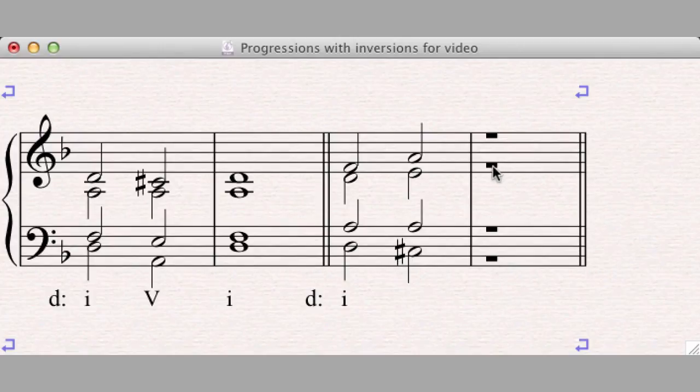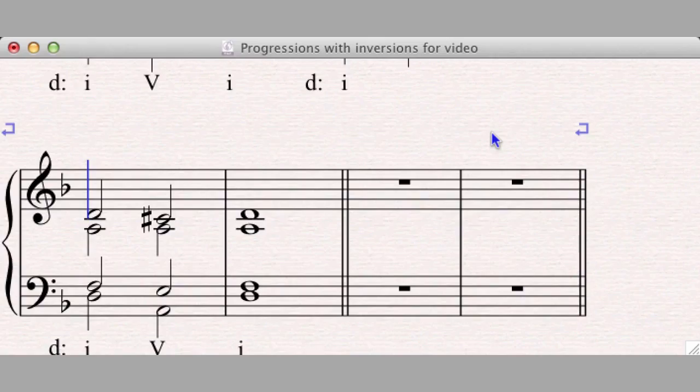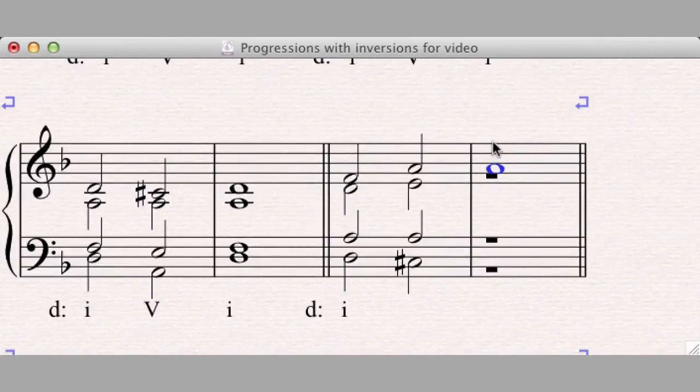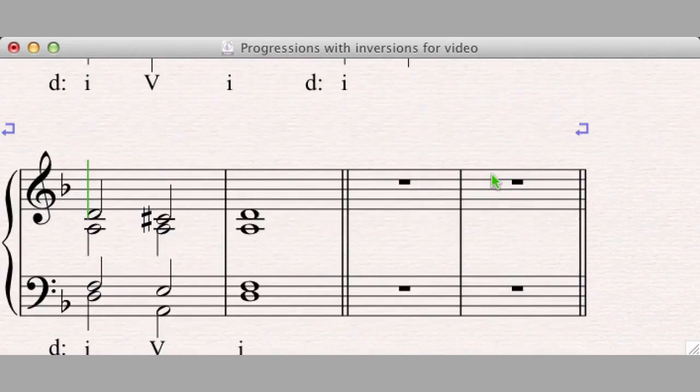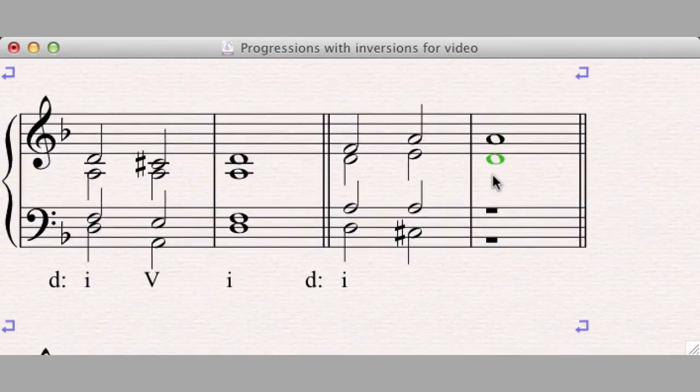Now let me just voice lead it back. We don't have to voice lead back the same way. We can, whoops. Oh no, it's going to do this every time.